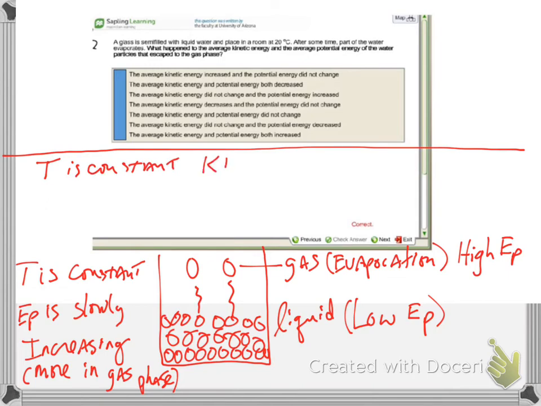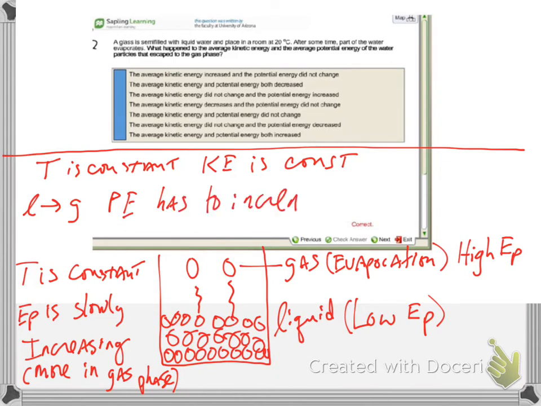So T is constant, kinetic energy is constant. Liquid to gas, potential energy has to increase since the average particle distance is overall increasing, which would lead to this answer, which is that the kinetic energy did not change, but the potential energy increased.